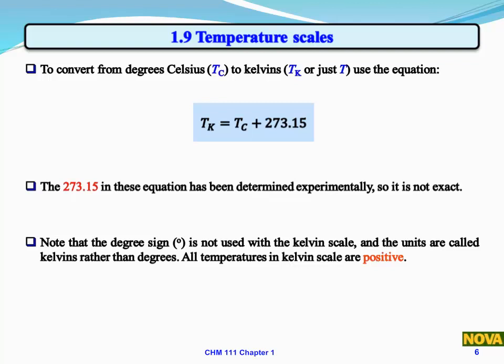To convert from degrees Celsius to kelvins, use the equation shown here. The 273.15 in this equation has been determined experimentally, so it is not exact. Note that the degree sign is not used with the Kelvin scale, and the units are called kelvins rather than degrees. All temperatures in the Kelvin scale are positive.